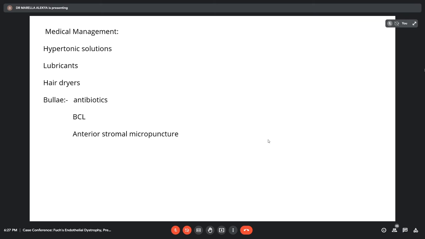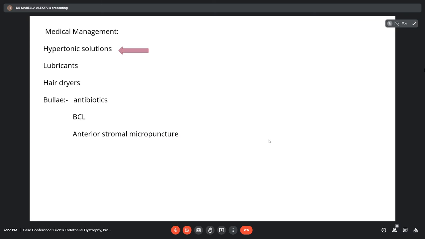Coming to medical management, we give hypertonic solutions, lubricants, and hair dryers, according to some, can be used. If bullae are there, antibiotics are given, BCL is placed, and anterior stromal micropuncture can be done. When do you give this medical management, and what is the role of hypertonic solutions?